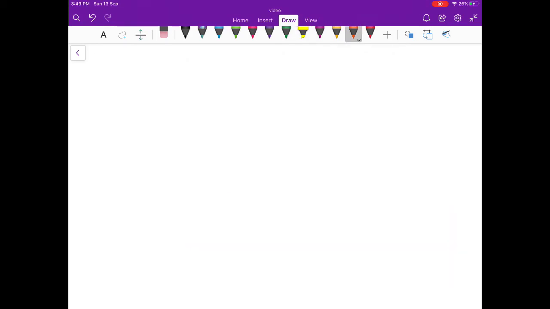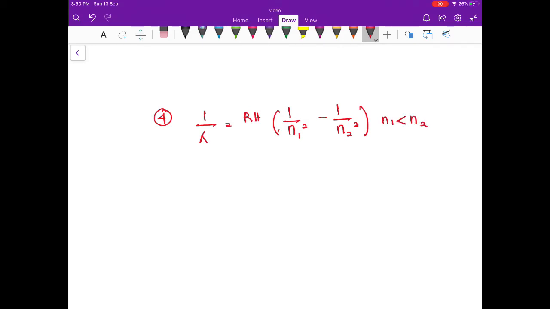Alright? Okay, now we want to determine the wavelength. So the fourth formula is the formula that involves the wavelength. Number 4 is 1 over lambda equals RH (1/N1² − 1/N2²), where N1 should be less than N2. This is the fourth formula that you're supposed to remember. Normally, we use this formula when we want to determine the wavelength where we have the transition of the electron. Alright, so in this case, we use the value of RH, 1.097 × 10^7.